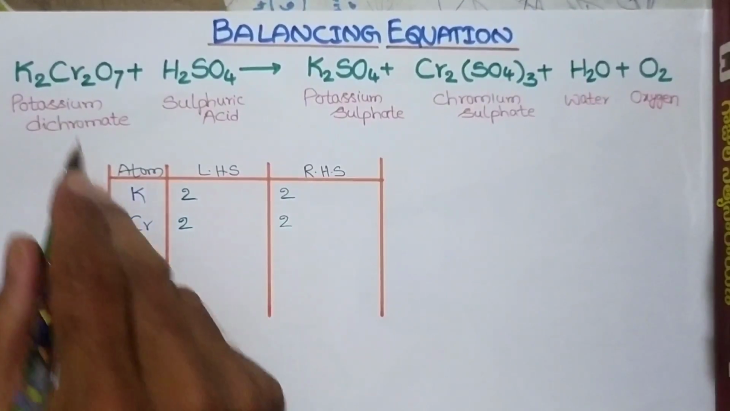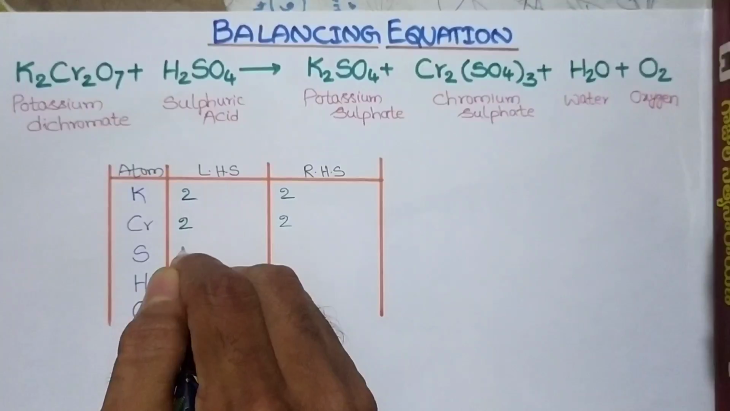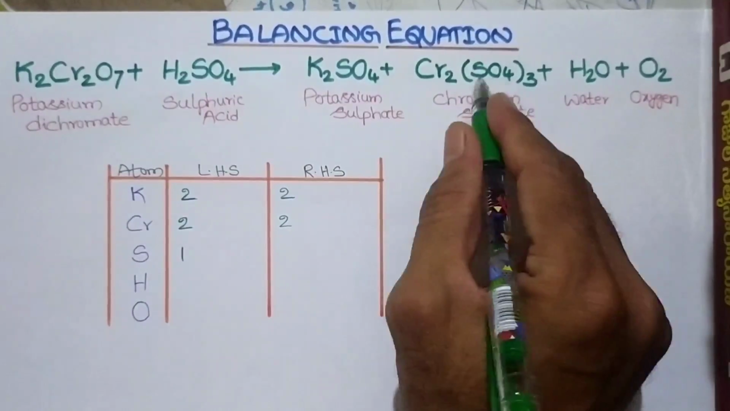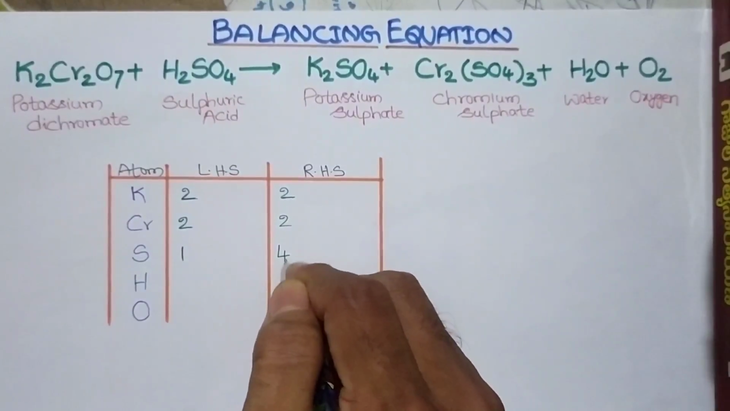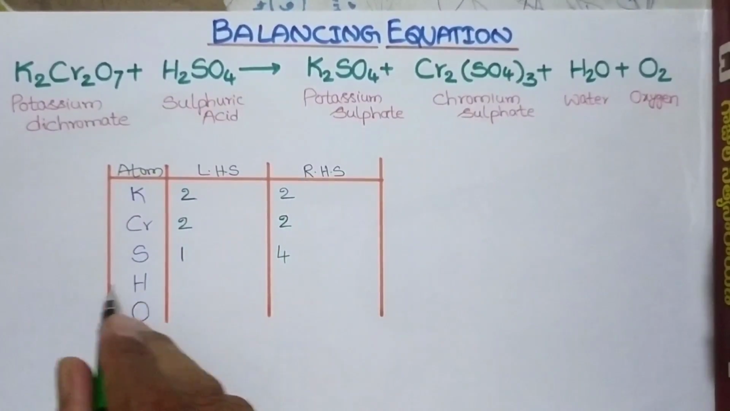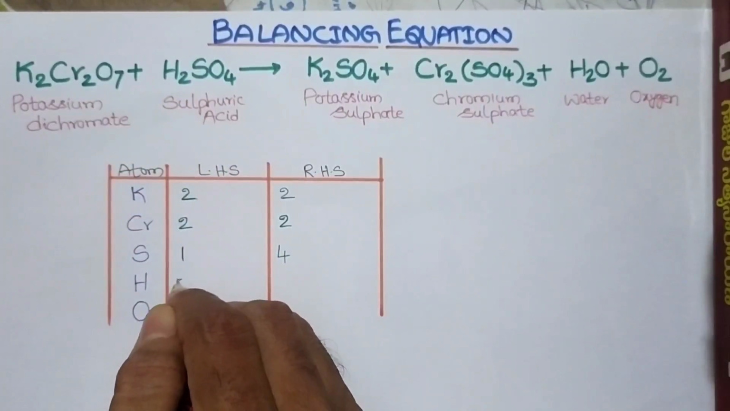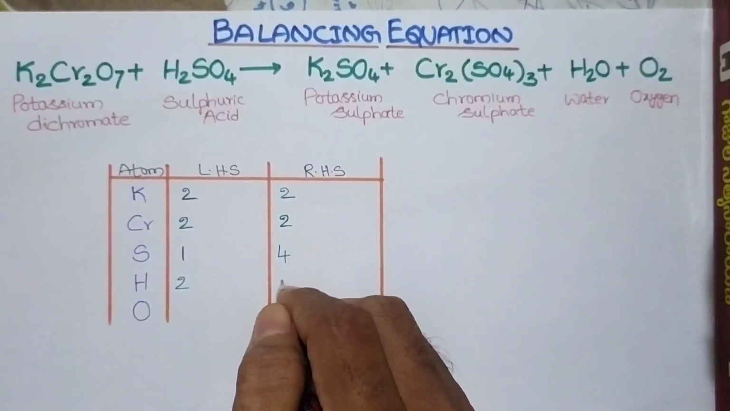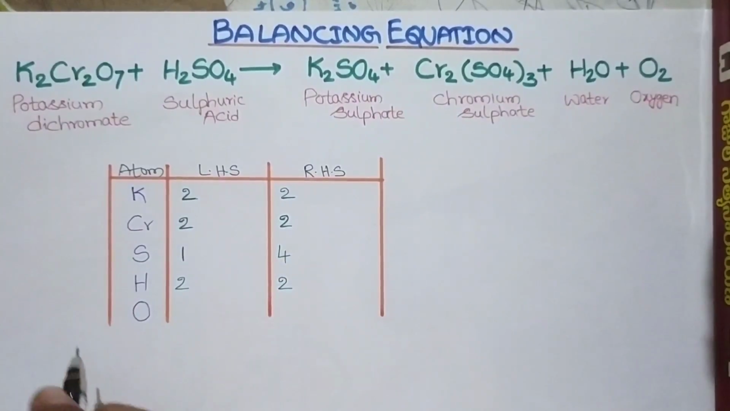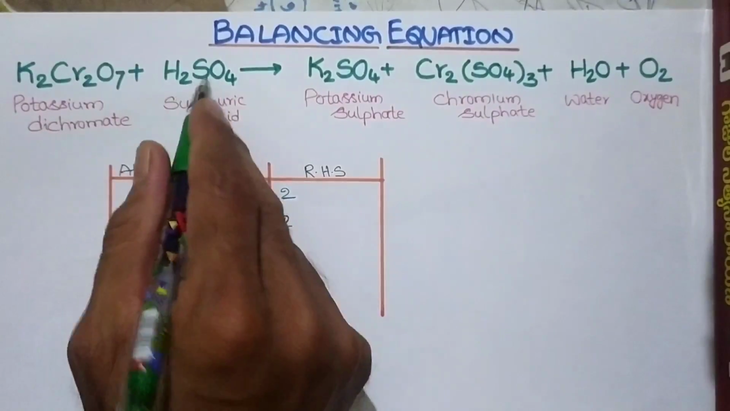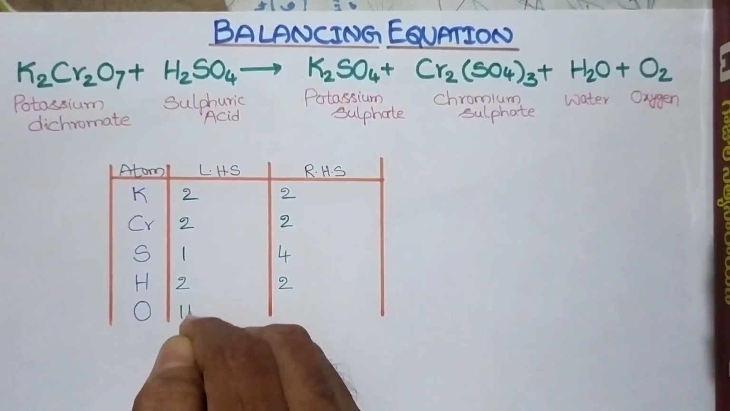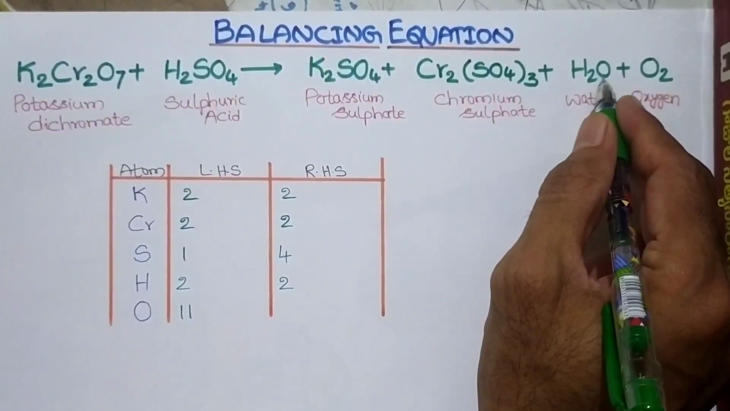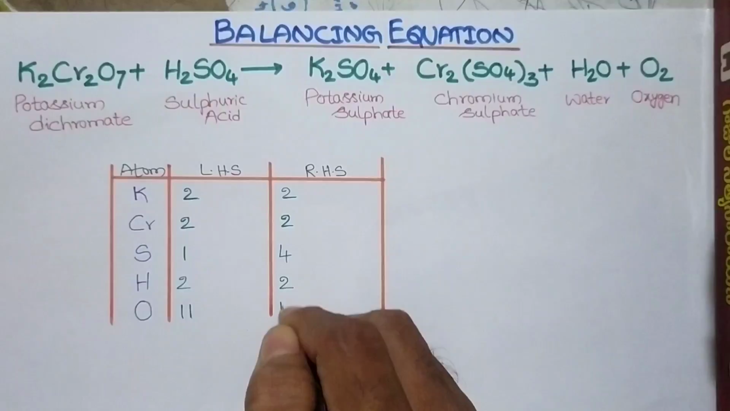Let us count sulfur. Sulfur left side only 1 is there. Right side it is 1 plus 3, total 4. Now hydrogen, left side 2 and right side 2. Then oxygen, here 7 plus 4, 11, whereas on the right side 4 plus 12, 16, 16 plus 1, 17, 17 plus 2, 19.